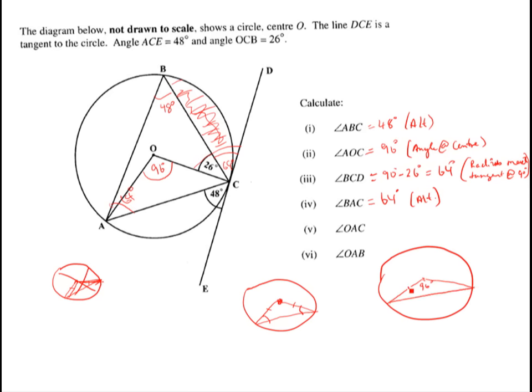And we know that this length is the same as this length, because this is a radius, and this is a radius. So they are the same length, so this angle here must be the same. And so how could we find that?